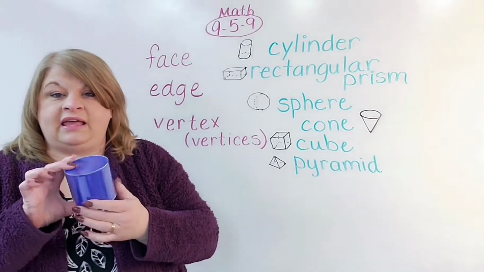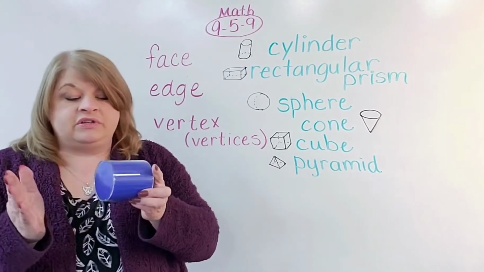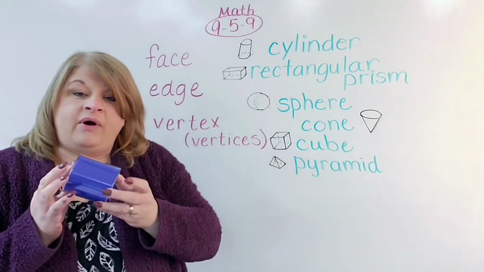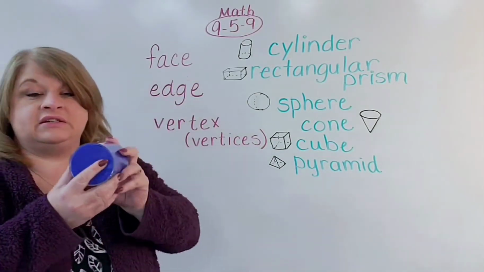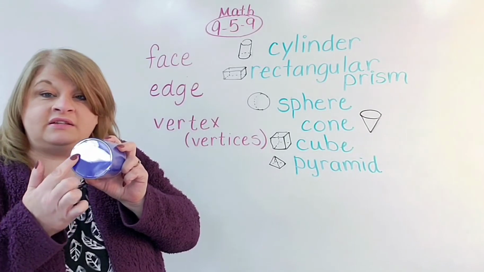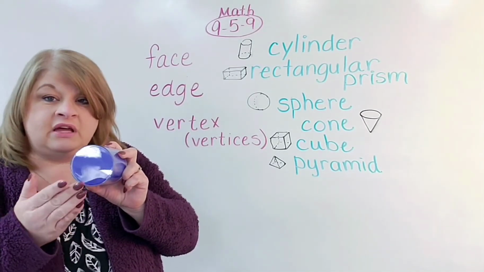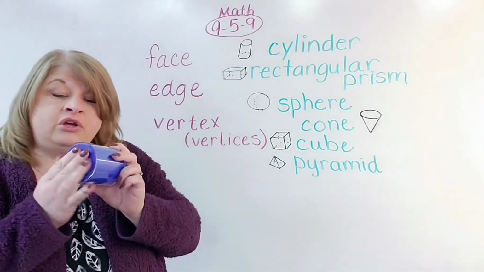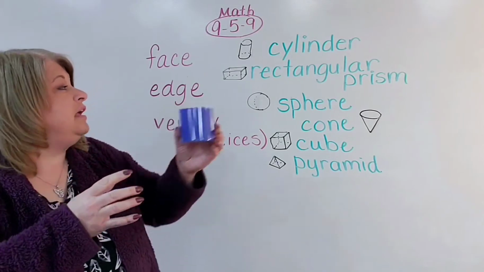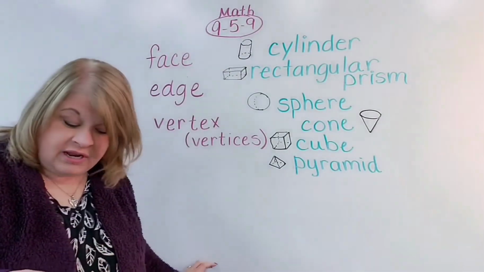It looks like a can. This is a curved surface because it's curved. These are flat surfaces because they're flat. However, they are not faces. This is not a face. It's not a face because it doesn't have any edges. It doesn't have any line segments. So it's just a flat surface. 2 flat surfaces, 1 curved surface. It is a cylinder. All right, let's do the next one.